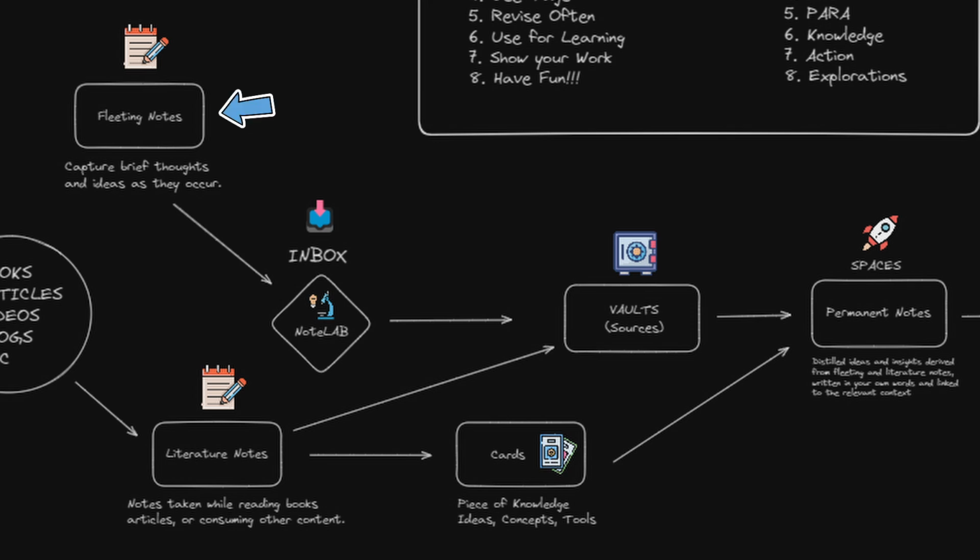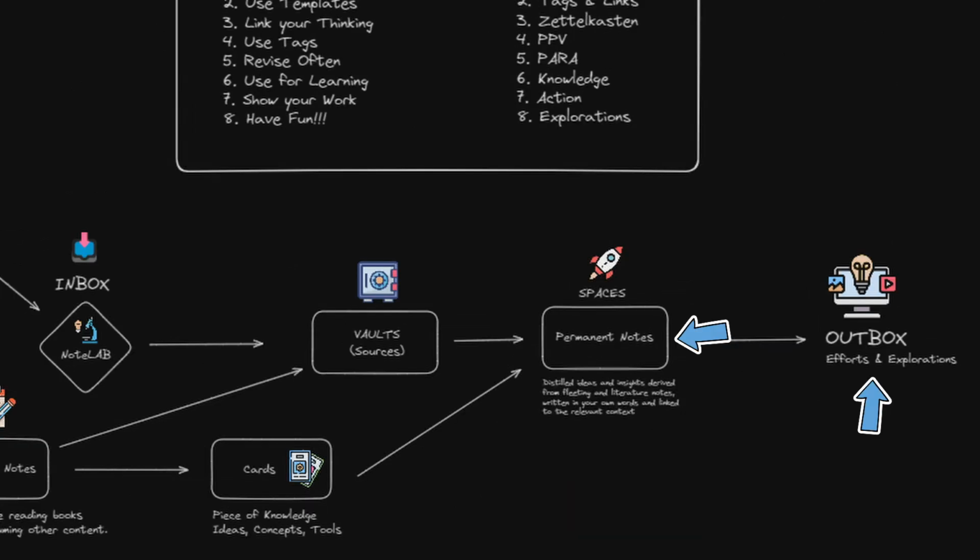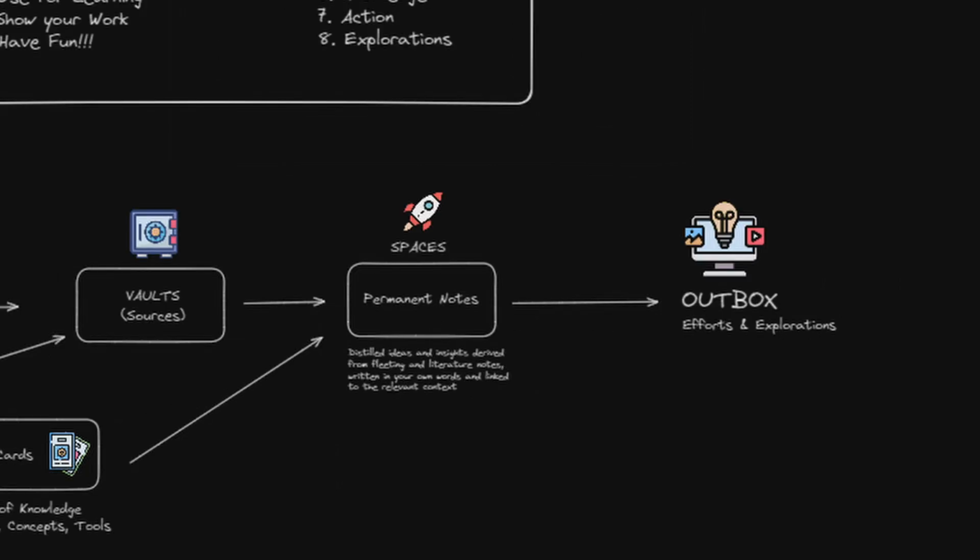You can also add a fleeting note and then take literature and card notes into that fleeting note, which lives in your note lab. Literature notes are usually stored in your vault, and you use those references to write your cards, permanent and distilled notes. Cards are a piece of knowledge, like ideas, concepts, and tools. Once this cycle is completed, all your efforts and explorations go to your outbox.